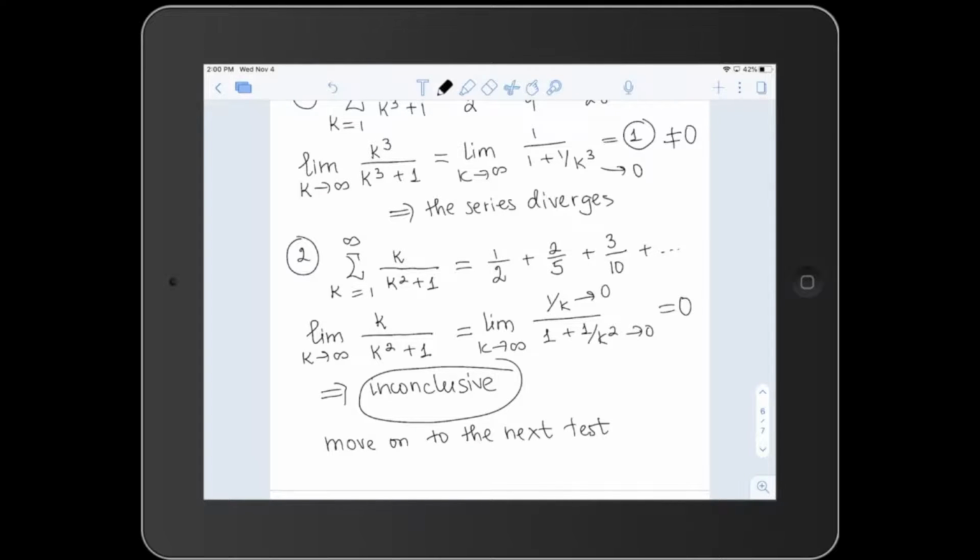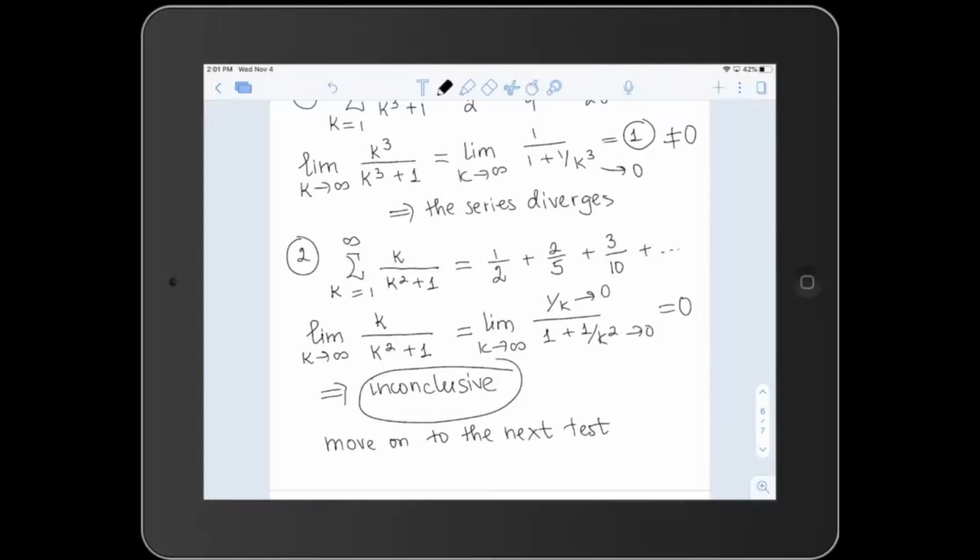All right. But this test does not tell you convergence, and that's why it's called the divergence test. It will never tell you if something converges. It will either tell you that the series is divergent, or it will say, oh, it's not going to work here. Try another test, try another tool. Okay? All right, so let's do one more problem for the divergence test.